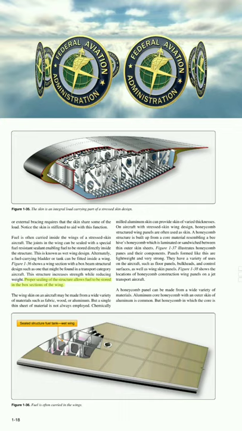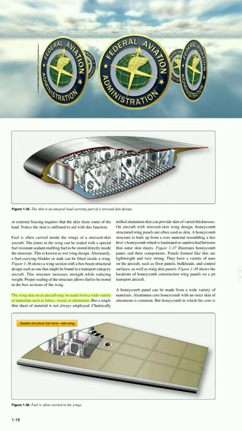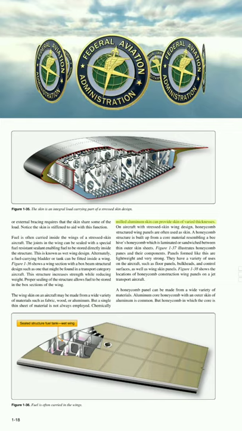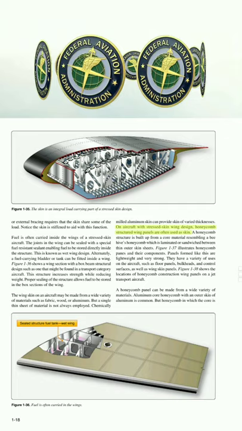The wing skin on an aircraft may be made from a wide variety of materials such as fabric, wood, or aluminum. But a single thin sheet of material is not always employed. Chemically, milled aluminum skin can provide skin of varied thicknesses. On aircraft with stressed skin wing design, honeycomb-structured wing panels are often used as skin.